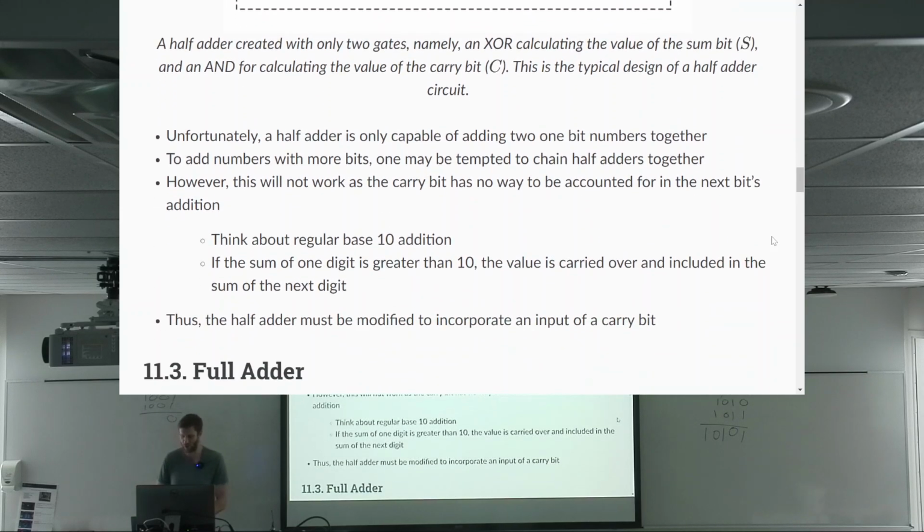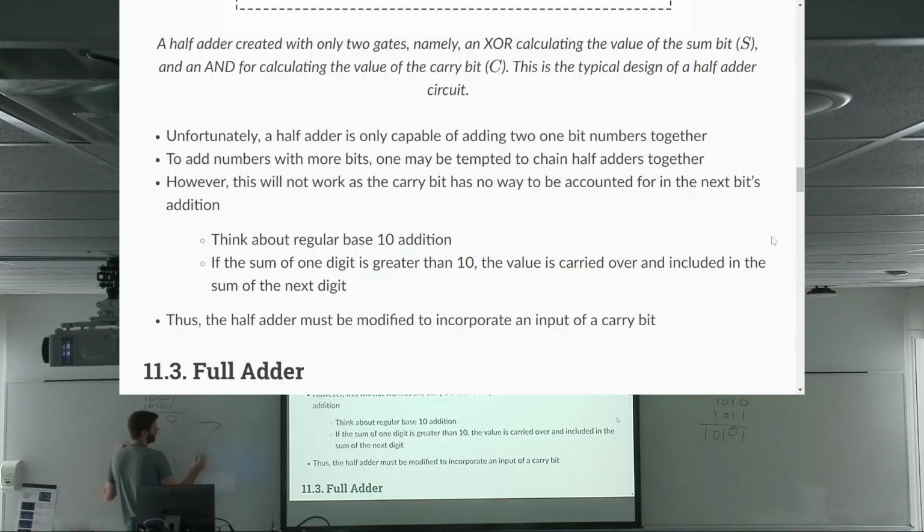Unfortunately, a half adder is only capable of adding 2 1-bit numbers together. To add with more bits, one may be tempted to chain half adders together, but like we were just saying, we have no way to address that carry bit. Think about regular base 10 addition. If the sum of one digit is greater than 10, really greater than or equal to 10, the value is carried over and included in the sum of the next digit, right?